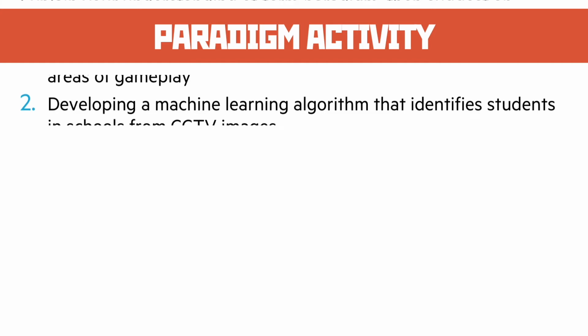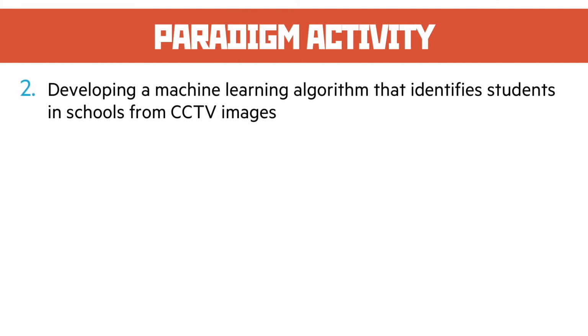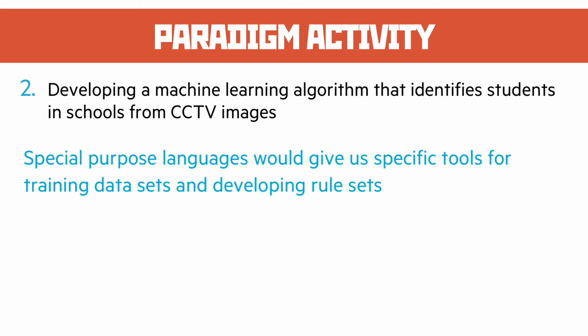2, develop a machine learning algorithm that identifies students in schools from CCTV images. So a bit of a creepy concept there, but what would be good for that? It would be a special purpose language, and that gives us a specific tool for training data sets and developing rule sets. Special purpose languages always give us special tools to enable us to achieve the end result that we want from that specific purpose.